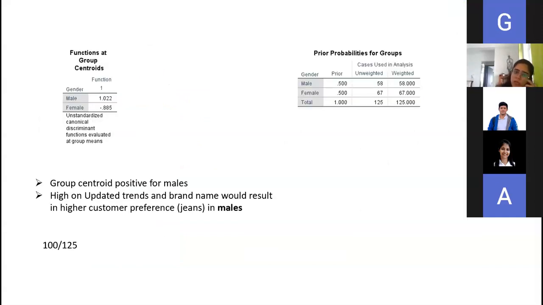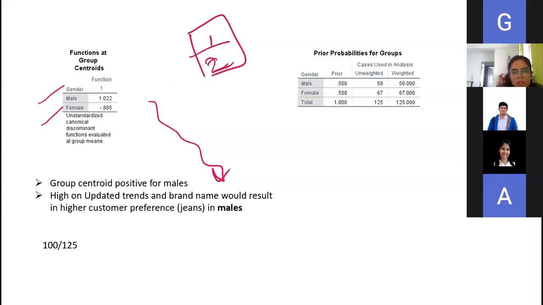So then comes the centroid. Centroid is nothing, it's a group mean. For male you have positive and for female you have negative. This means that being high on updated trends and brand name would result in higher importance or higher customer preference in males. We coded males as 1 and females as 2. Centroid is the group mean.